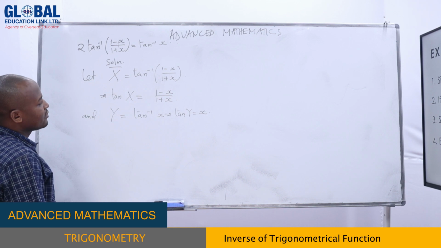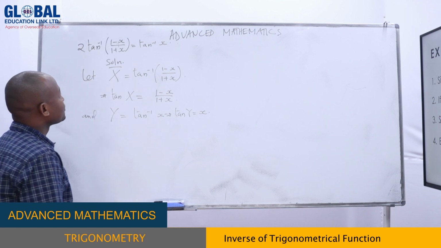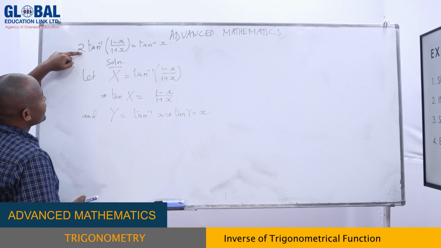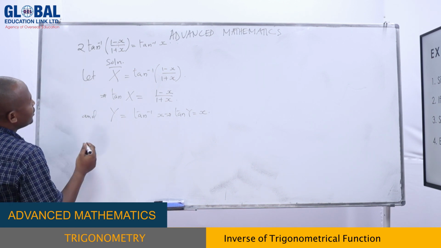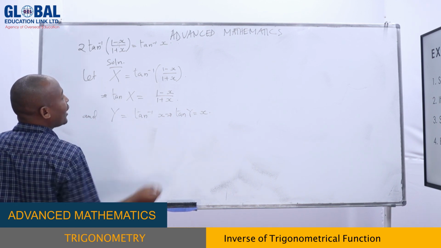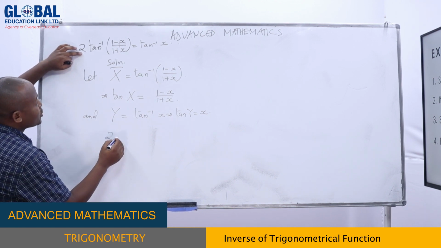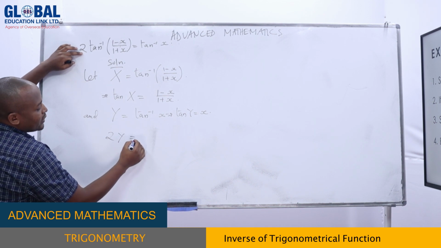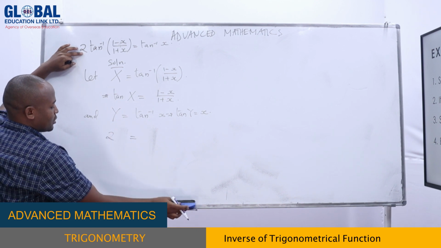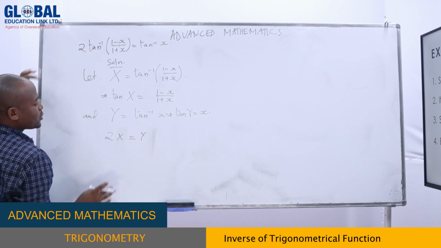What can we do from there? We have tan of Y and tan of X. But remember, there you have a 2. From the equation we have 2 times this equals that. This was capital X and that was capital Y. And then after that, what can we do from there?